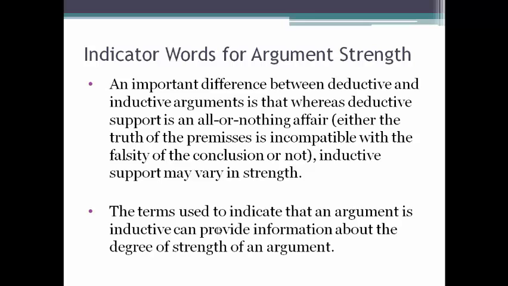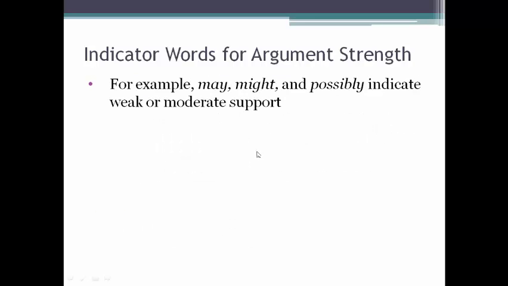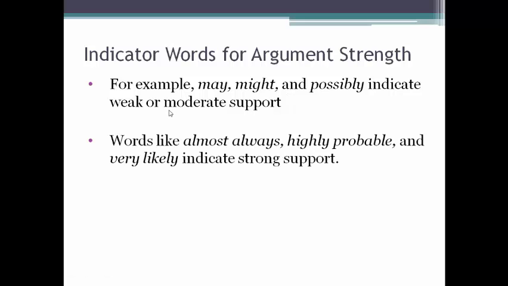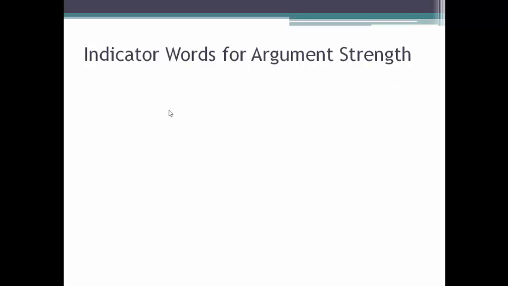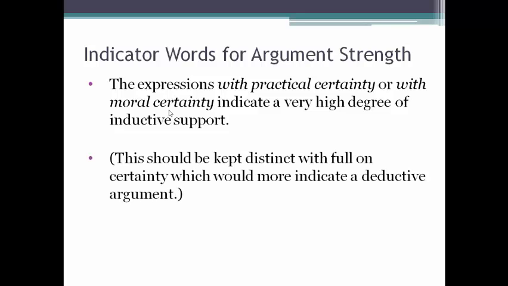The terms used to indicate that an argument is inductive can provide information about the degree of strength of an argument as well. For example, may, might, and possibly indicate weak or moderate support of the premises for the conclusion. Words like almost always, highly probable, and very likely are going to indicate strong support. The expressions with practical certainty or with moral certainty indicate a very high degree of inductive support. This should, though, be kept distinct from full-on certainty, which would be more indicative of a deductive argument.